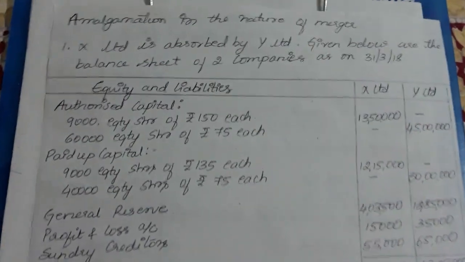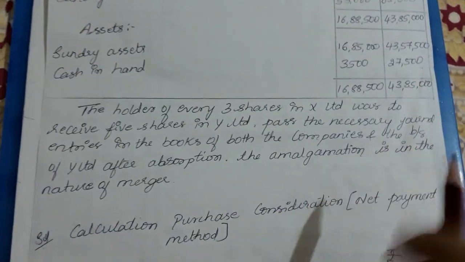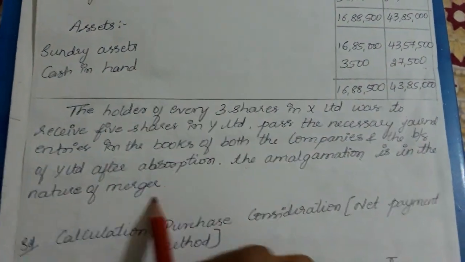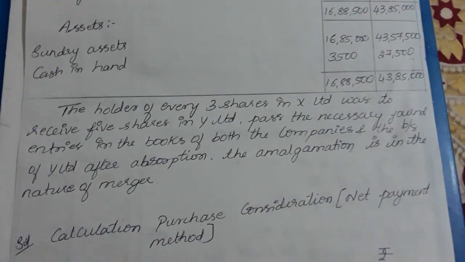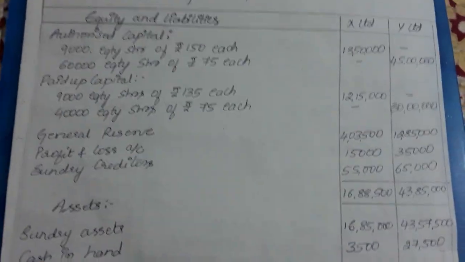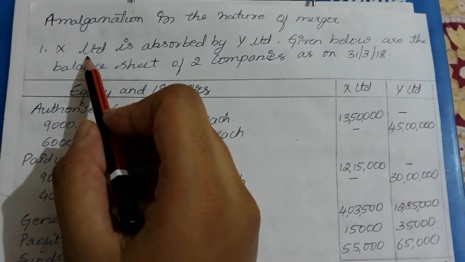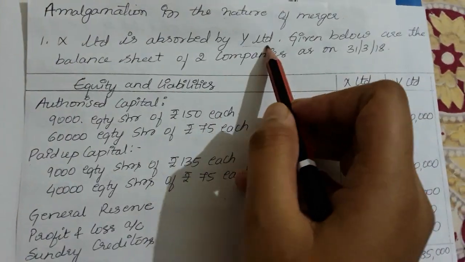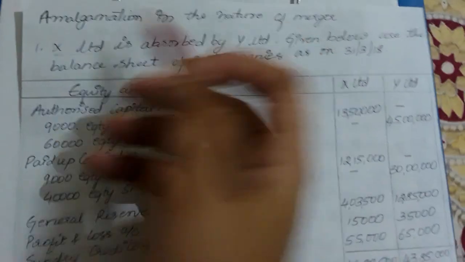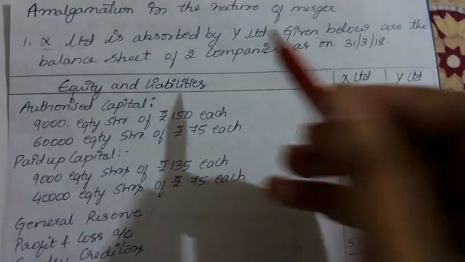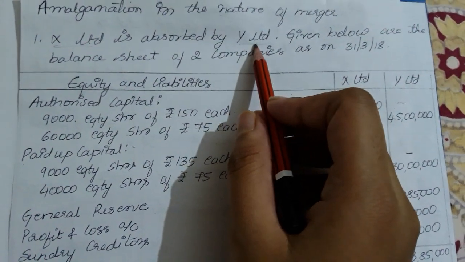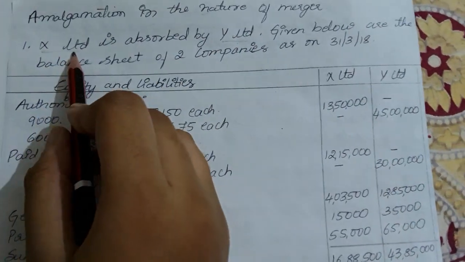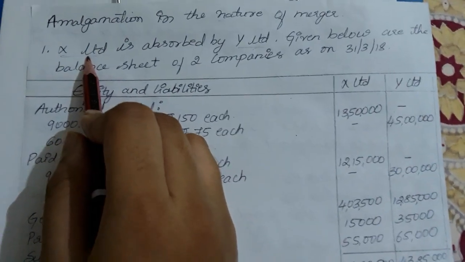Here is the first question. In the question itself they have mentioned amalgamation in the nature of merger. I'll also explain how to distinguish this even if it is not given. Coming to the question, X Limited is absorbed by Y Limited. So X Limited is the transferor company, or vendor company, and Y Limited is the transferee company, or purchasing company.